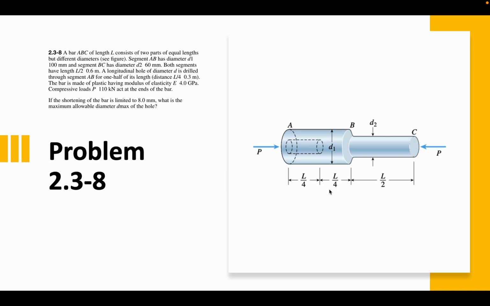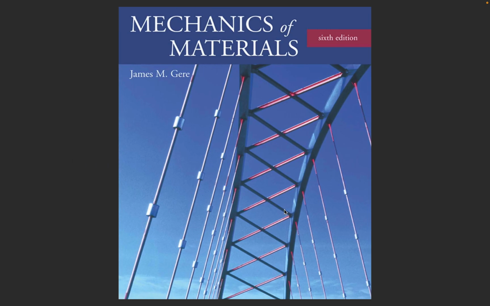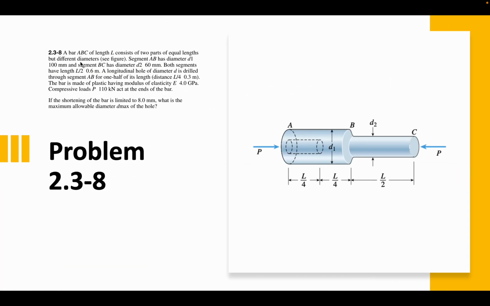Hey guys, today we'll be solving question 8 from problem 2.3 from the book Mechanics of Materials, 6th edition by James M. Gere. Here, the question states that a bar ABC, which we can see in the figure, of length L consists of two parts of equal lengths but different diameters.